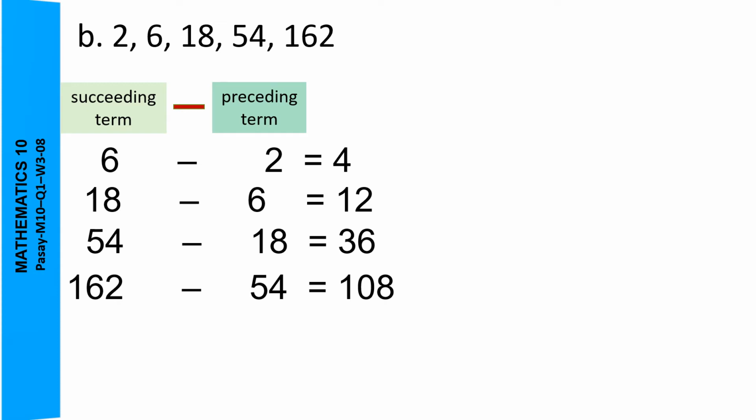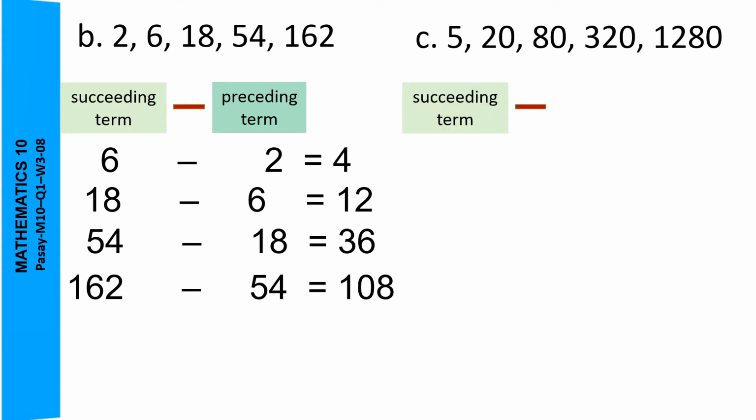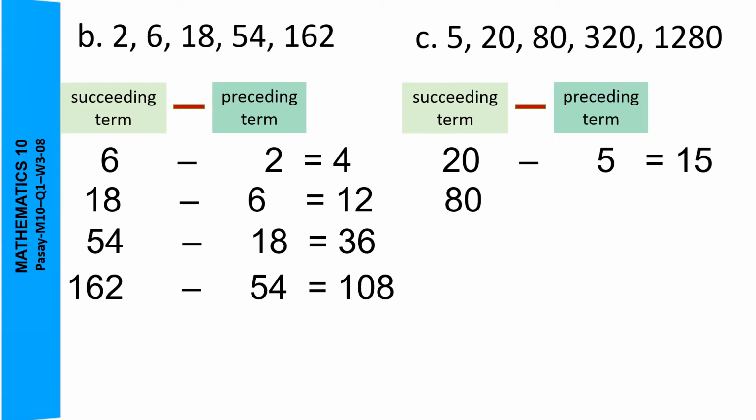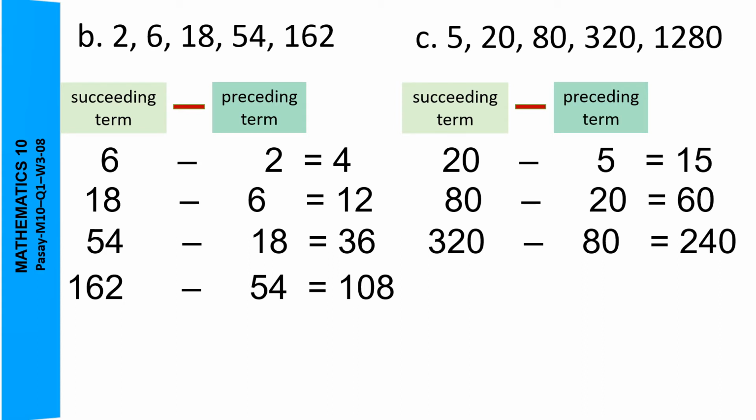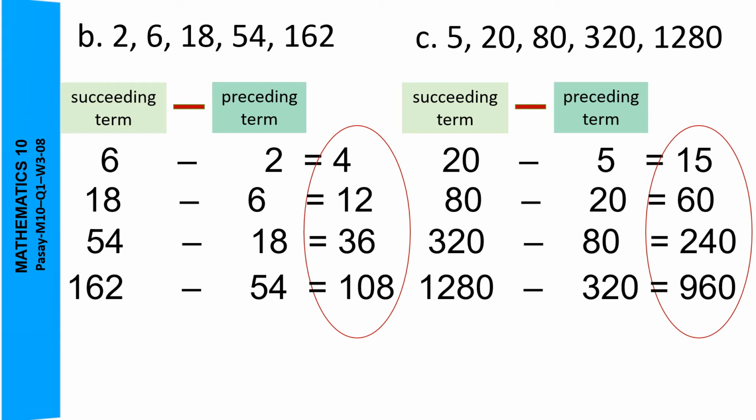Let us do the same process in sequence C: 5, 20, 80, 320, and 1280. The same process, succeeding term minus preceding term. Let us start with 20 and 5. 20 minus 5 equals 15. 80 minus 20 equals 60. 320 minus 80 equals 240. And the last one, 1280 minus 320 equals 960. Observe the differences of the two sequences. Are they equal?